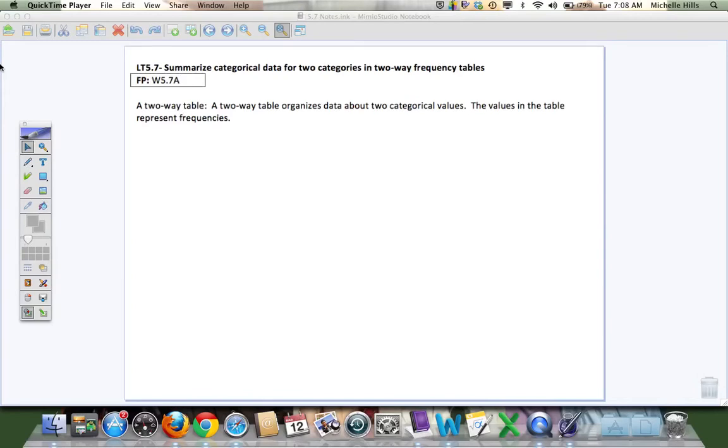Table. And as it says, a two-way table is a way to organize data about two categorical values. The values in the table represent frequencies, and a frequency is how often something happens. So as you're doing this, you need to pay attention to what data is being given.